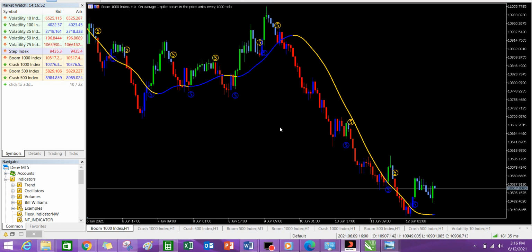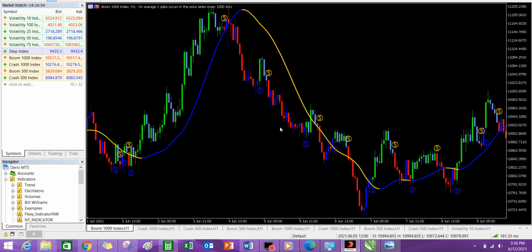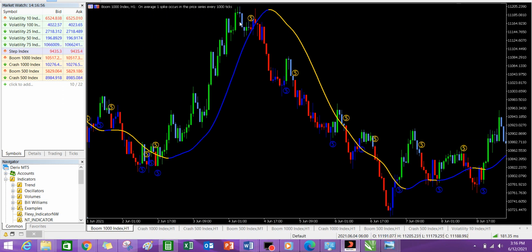So quickly, I'm going to show you more. Okay, then it also comes with the signal. You can see the yellow circled 5 is a sell signal, while that of the blue is a buy signal. Okay, that is just the way it works. It is as simple as that.